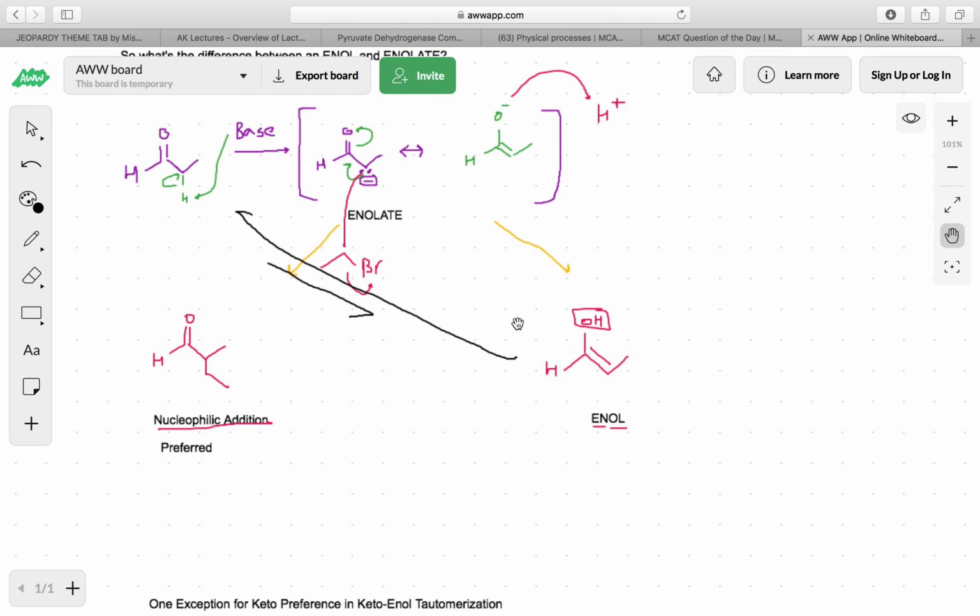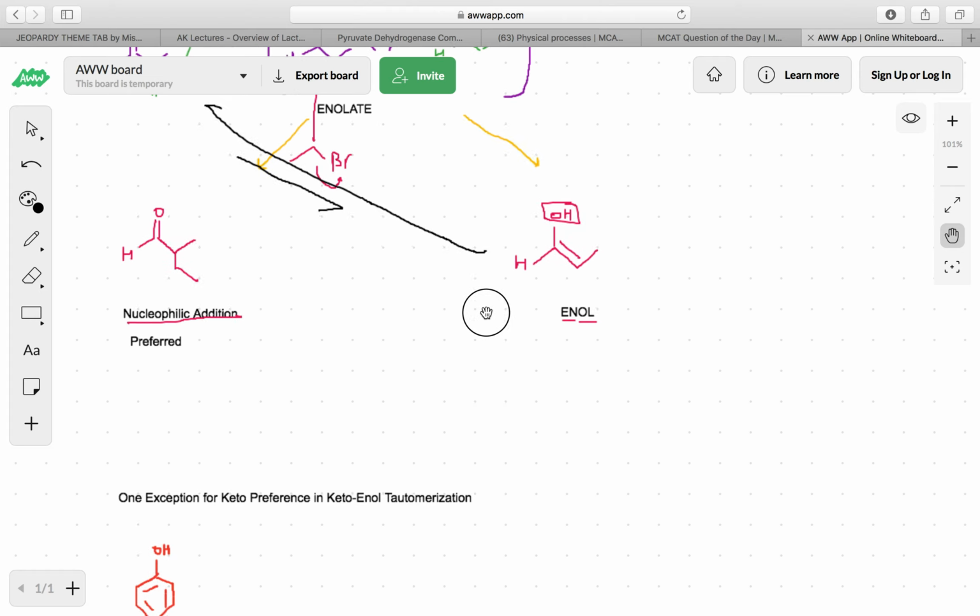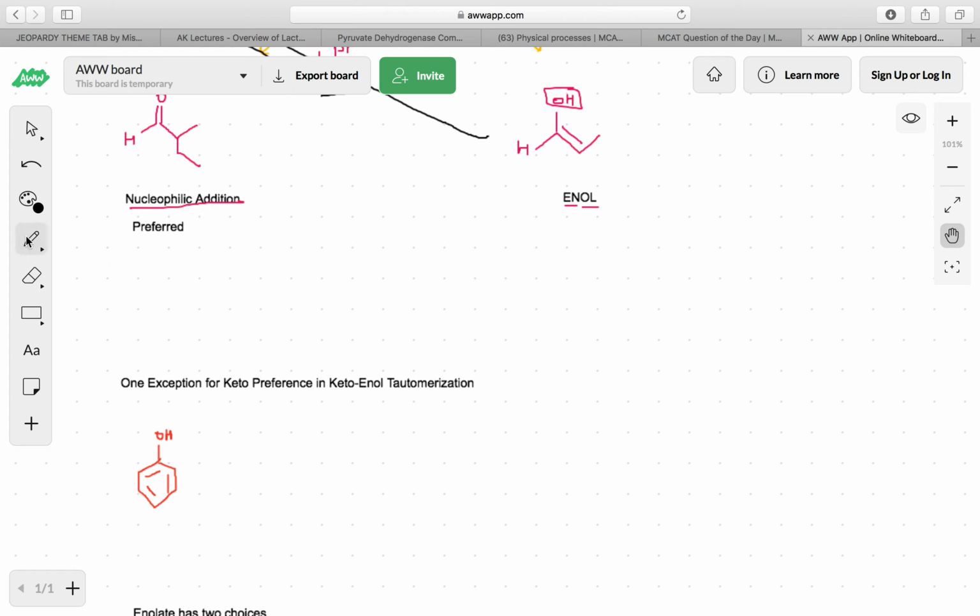There's one exception to this that comes to mind, and that's with phenol. Our phenol over here is also an enol. It has an alkene, and it has an OH up here. So by that metric, if we use the above principle, we should say, oh, okay, well then it should tautomerize to this.